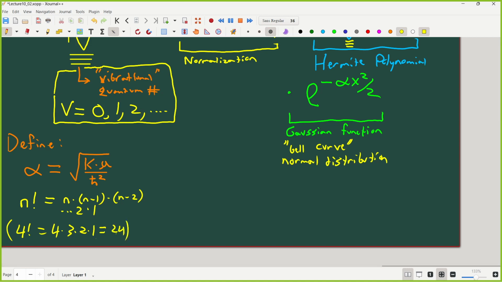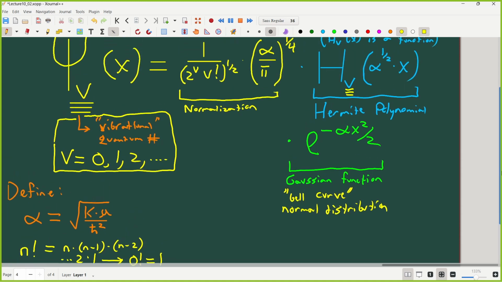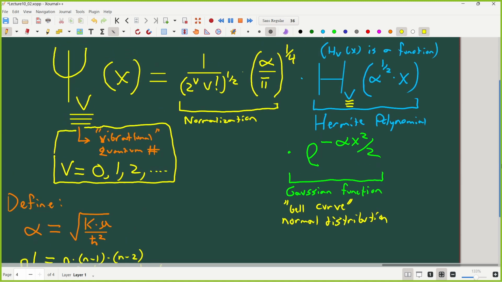And there's one more definition I want to do, which is that 0 factorial is 1, by definition. So 0 factorial is 1, 1 factorial is 1, 2 factorial is 2 times 1, which is 2. 3 factorial is 3 times 2 times 1, that's 6. 4 factorial is 4 times 3 times 2 times 1, which is 24, and so on. Easy to calculate. And those are all of our numbers.